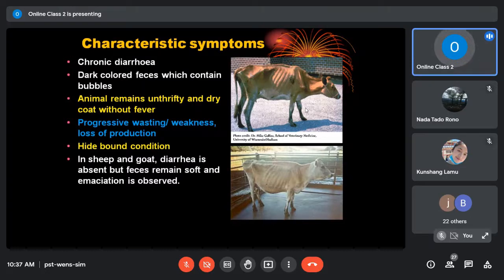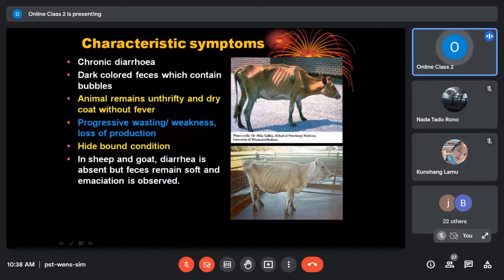So the skeleton becomes very prominent, as I'm showing here. See these ribs, they are very prominent. The muscular tissues are wasting, a losing, wasting type of condition, when the animals are very weak, dehydrated, and emaciated. With the very prominent skeleton, mostly the ribs, and the wasting of muscular tissue, this condition is known as hidebound condition.